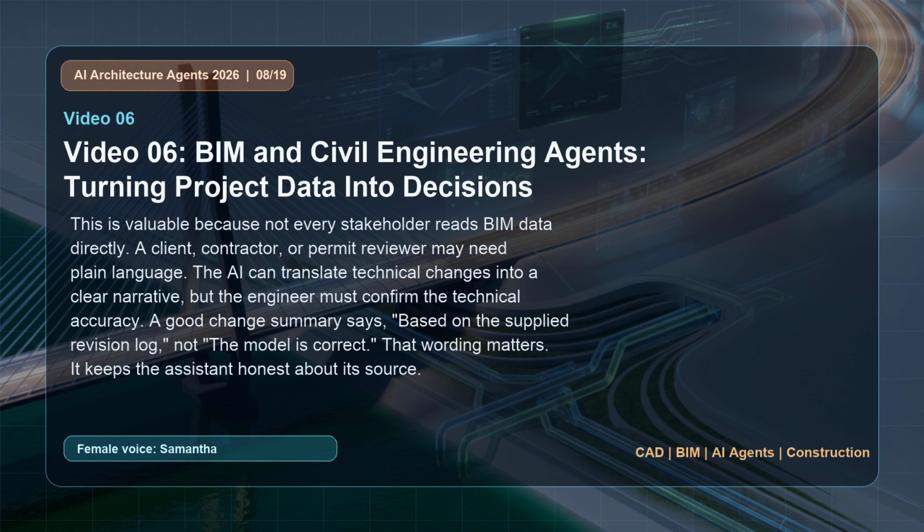A client, contractor, or permit reviewer may need plain language. The AI can translate technical changes into a clear narrative, but the engineer must confirm the technical accuracy. A good change summary says, based on the supplied revision log, not the model is correct. That wording matters. It keeps the assistant honest about its source.